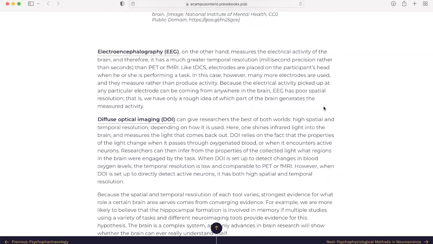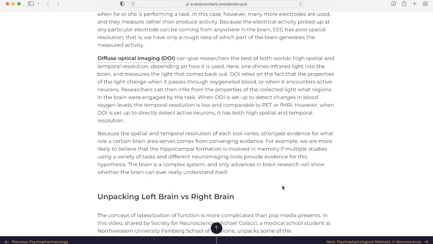That is fascinating. Researchers can then infer from the properties of the collected light what regions in the brain were engaged by the task. When the DOI is set up to detect changes in blood oxygen level, the temporal resolution is low and comparable to PET or fMRI. However, when the DOI is set up to directly detect active neurons, it has both high spatial and temporal resolution.